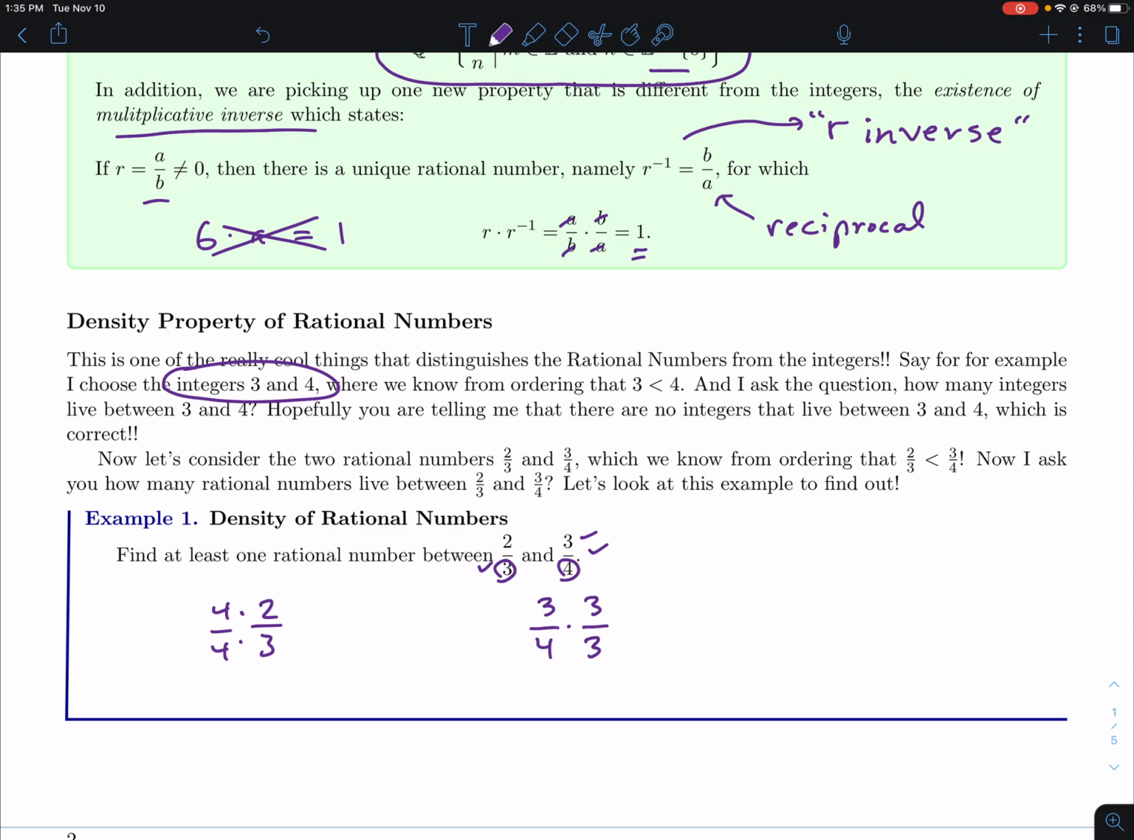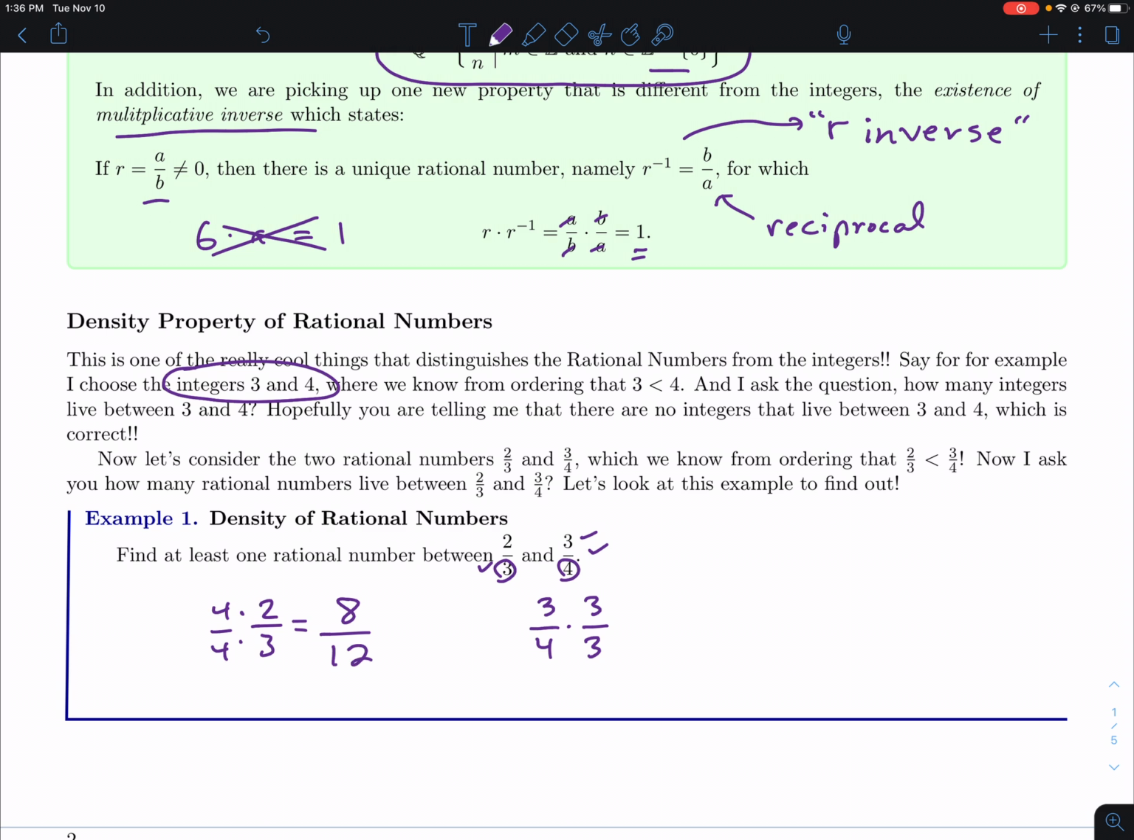And if we're lucky, there's going to be a nice number in between them. And if there isn't, that's okay. I'll show you how to keep going and find the right answer. All right, so in this case, now just multiply straight across the top. 4 times 2 is 8. 4 times 3 is 12.